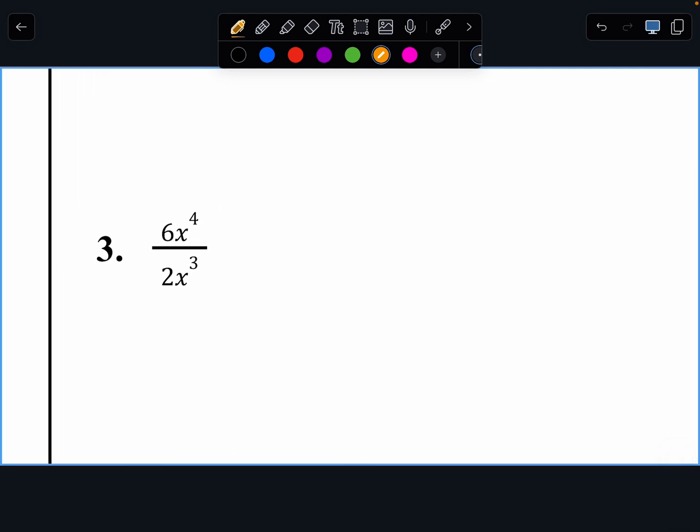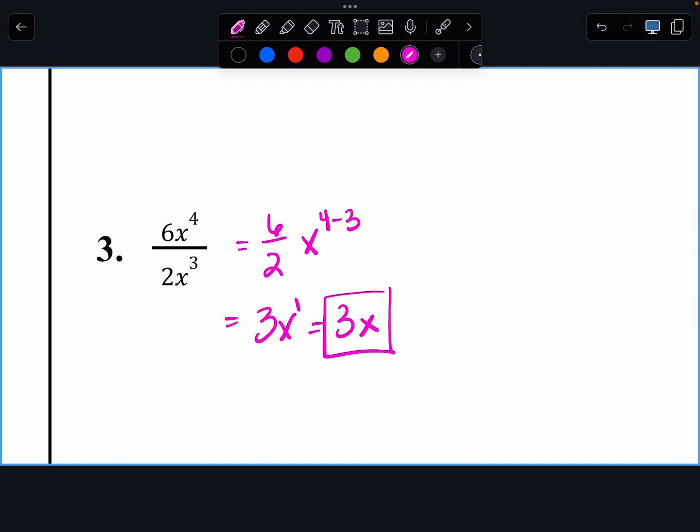So number 3 takes us to the coefficients. So this is the same as 6 divided by 2, and then it's x^(4-3). You break it into the pieces that you can do. So what's 6 divided by 2? 3. And 4 minus 3 is x^1, and I can just rewrite that as 3x. We're just trying to simplify these expressions as basic as we can.